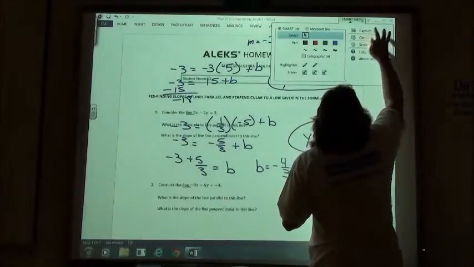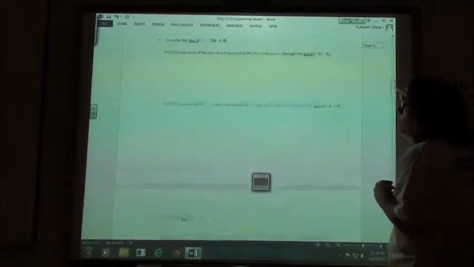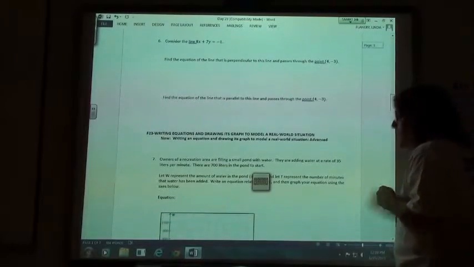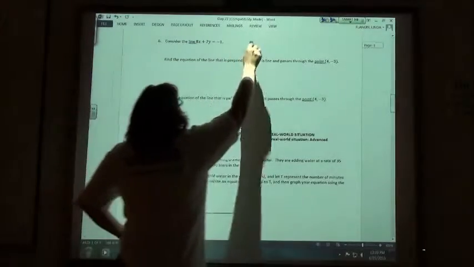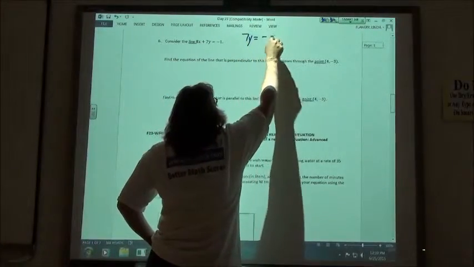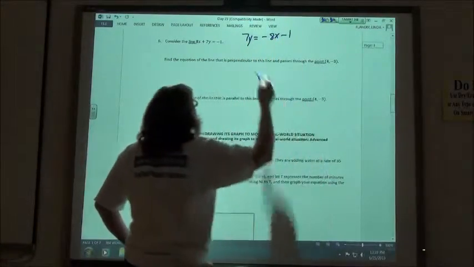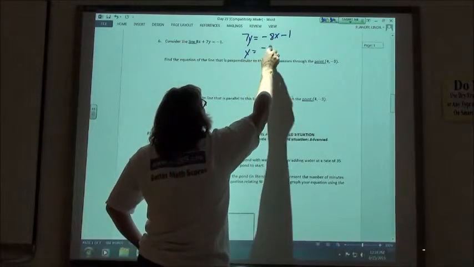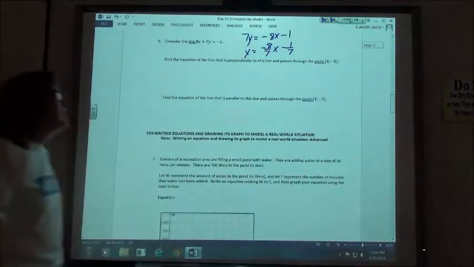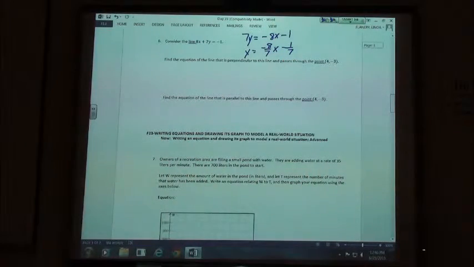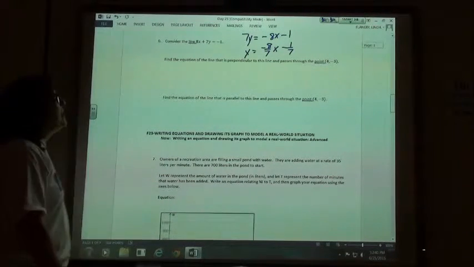And number 6, they weren't as nice. We have to solve our equation for y. And so 7y would equal negative 8x minus 1. If I divide by 7, y equals negative 8/7 x minus 1/7. And so I'm going to start by doing the equation that is perpendicular, it says on this one. So how am I going to find the equation for the perpendicular line?